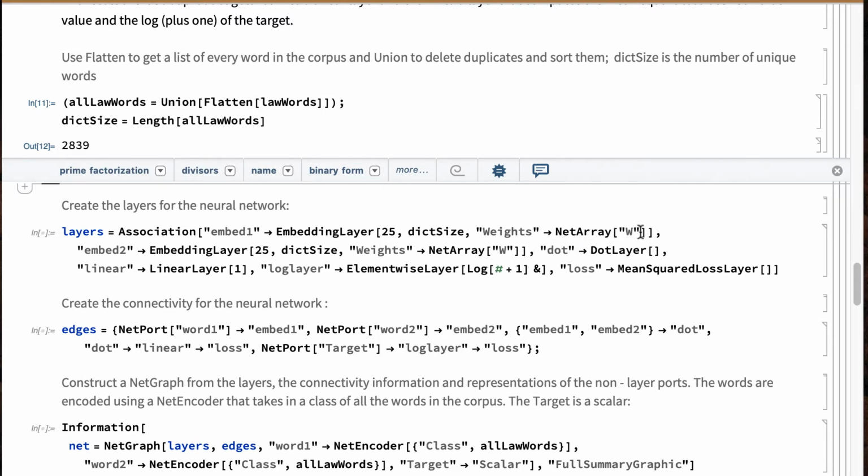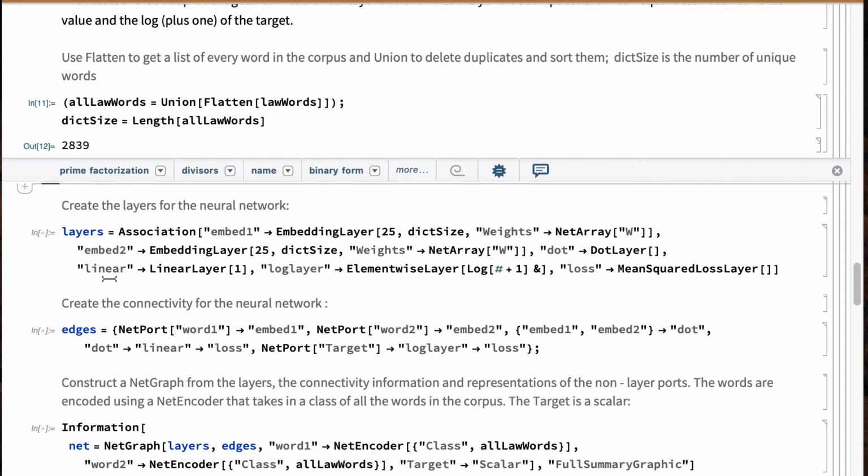And the way we do that is we label the weights with the NetArray, and we call it, it doesn't have to be W, I guess I like W, or maybe that's a convention, but it does need to be the same thing. We're going to need a dot layer to take the dot product. The dot product is a way of basically measuring cosine similarity.